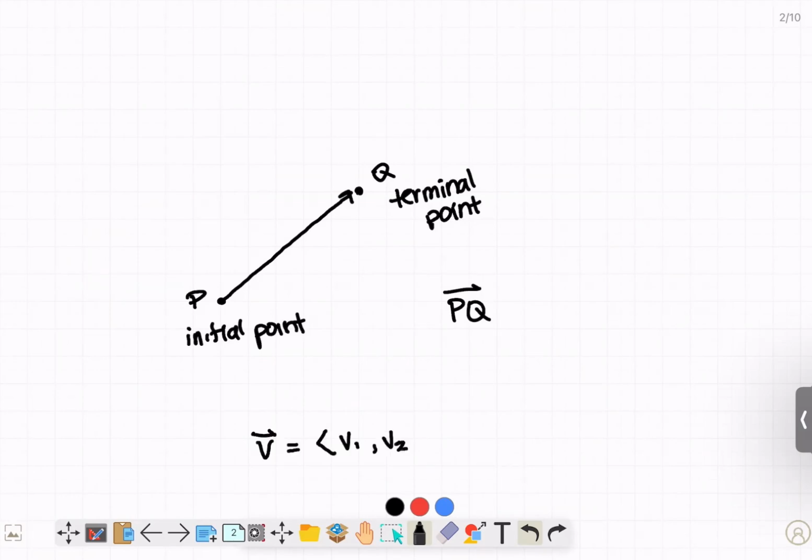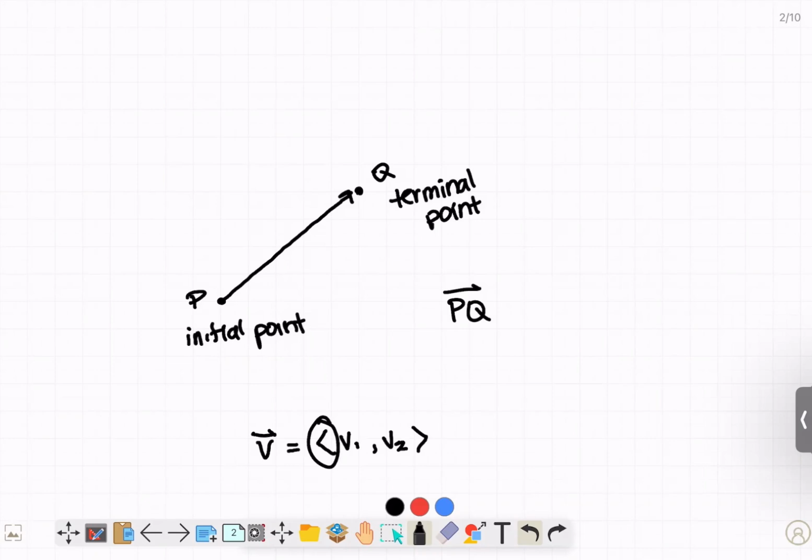A vector would have two components. So one would represent the horizontal, one would represent a vertical component. And for vectors, to differentiate them from points, we're using these angled brackets instead of the round parentheses.